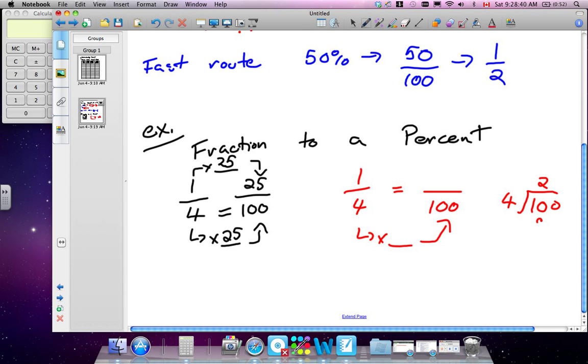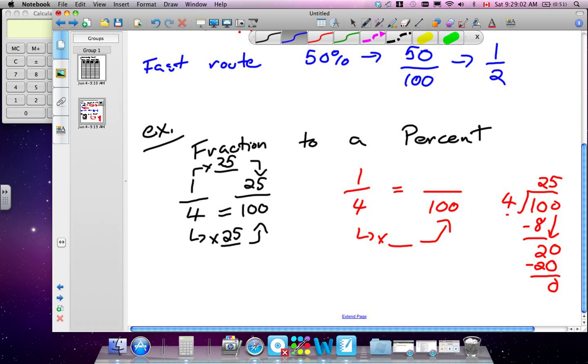4 goes into 20 how many times? 5 times. 4 times 5 is 20. We subtract it. Any remainder? 0. And look at that. I'm going to circle it in blue, that's the number we have to multiply by, our 25. So we've just found it. We know that we have to multiply 4 times 25 to get to 100. Then I just multiply the top by that same number, and my fraction is 25 over 100. That's one way to do it.